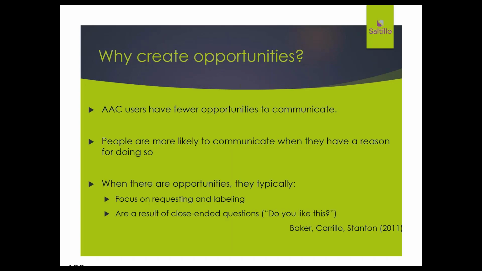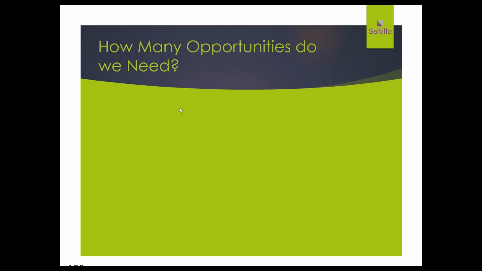When there are opportunities, though, they typically focus on requesting and labeling, and they're a result of closed-ended questions. So we are giving our AAC users some opportunities to communicate, but when we do, it's only to request, and it's usually, do you like this? Do you want this food? We don't ever, so we need to change that. We need to make sure that we're creating those opportunities. How many opportunities do we need?